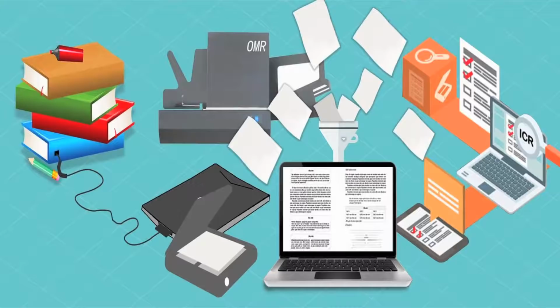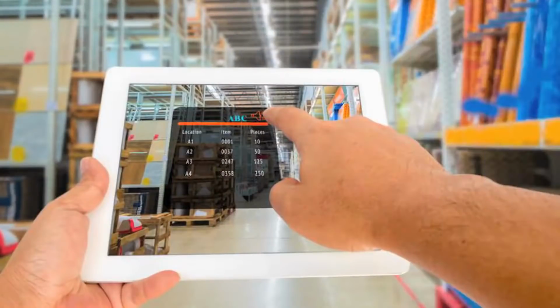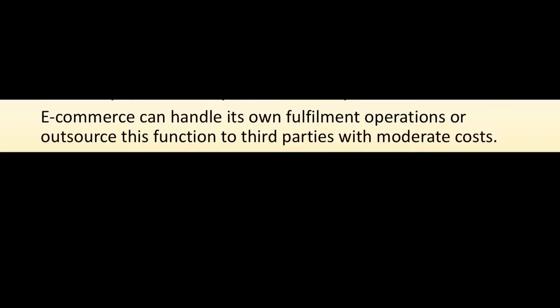In case of digital products, that is software, electronic documents, it uses digital documentation to assure security, integrity and privacy of the product. It might also include delivery address verification and digital warehousing that stores digital products on a computer until they are successfully delivered. E-commerce can handle its own fulfillment operations or outsource this function to third parties with moderate costs.